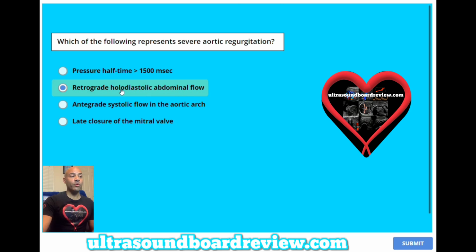On your boards, they might say retrograde diastolic abdominal flow instead of retrograde holodiastolic abdominal flow. Either way, they're both the correct answer. So if it's just diastolic abdominal flow, choose that one.